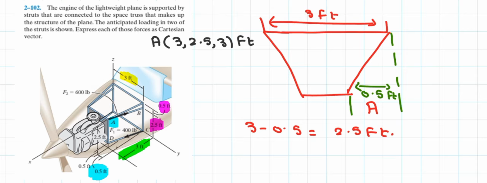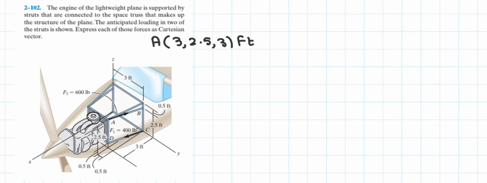Now what about point B? Let's work on it. Point B lies on the yz plane. This 2.5 foot distance is considered to be the z value present in point B. And lastly, this 3 foot distance is basically the y value present in point B. There is no x value present in point B because point B lies on the yz plane. So the location of point B is (0, 3, 2.5) foot. This is basically the location of point B.